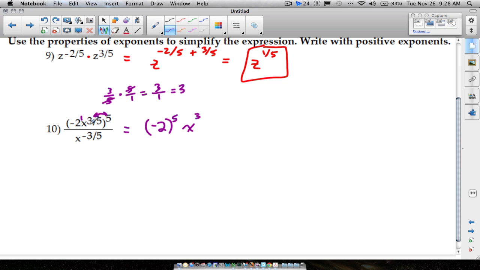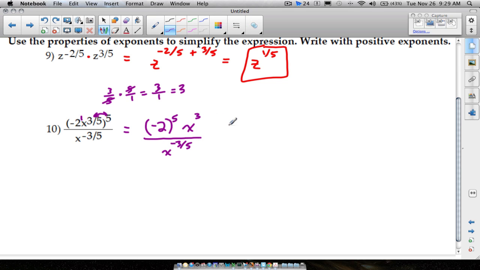All I did there was take 3/5 times 5 using the properties of exponents. When you have powers raised to another power, you can multiply these exponents, as long as you have 1 term on the inside of the parentheses. Now at the bottom for right now, we'll leave this alone. So we have x to the negative 3/5.